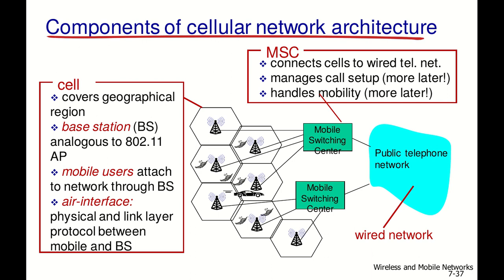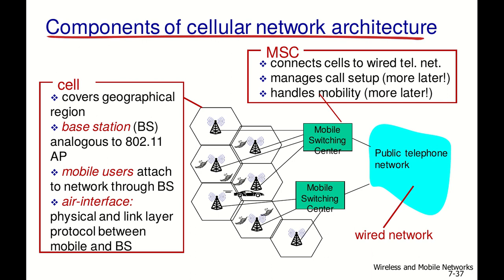First of all we have cells, or in the term that we use in the Wi-Fi network, BSS. But in this case we'll call it a cell. So basically a cell is the area covered by the base station. That's why there must be one base station in one cell, and then there are several mobile users attached to the base station within the cell, and then the air interface, basically the wireless link between the mobile users and the base station.